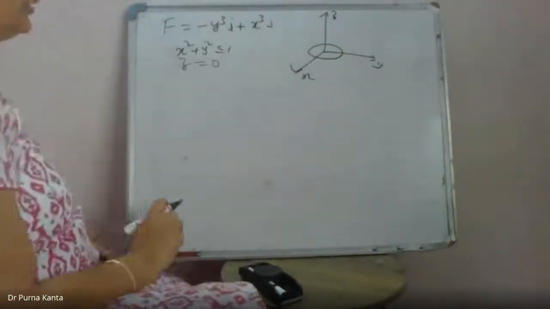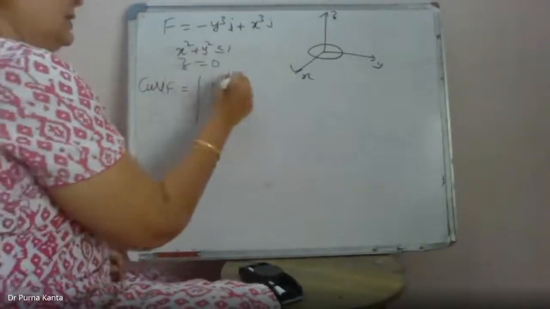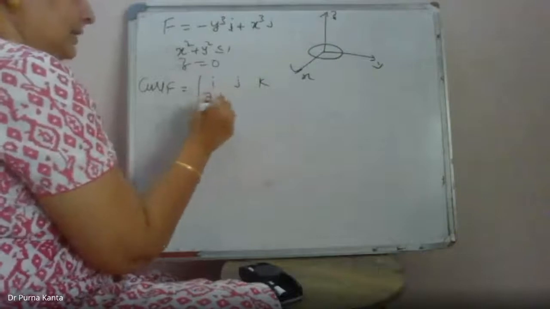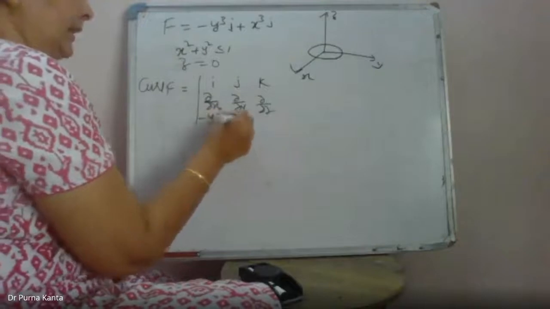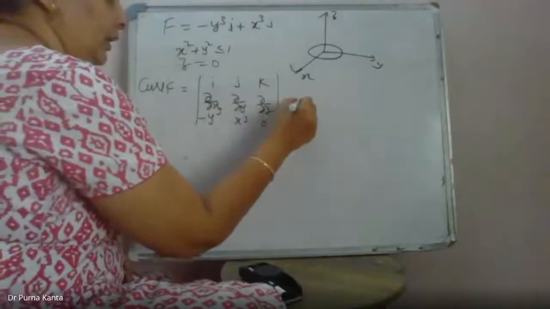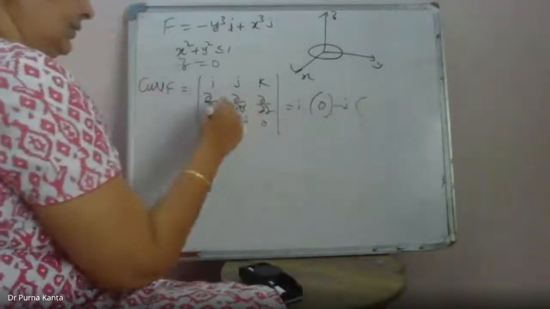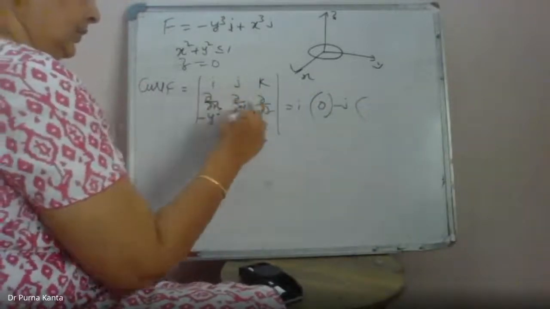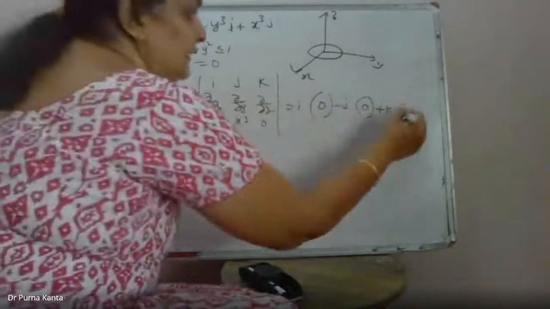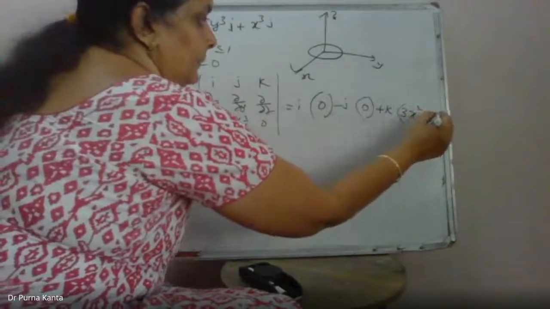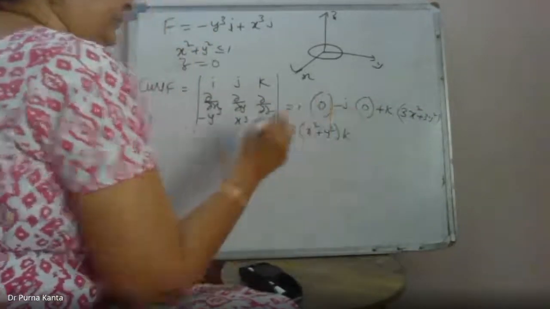So we'll go with first calculation of curl F. I, J, K, dou by dou x, dou by dou y, dou by dou z, minus y cube, x cube, 0. I times 0 minus j times 0 plus k times 3x square plus 3y square. So this is 3 times x square plus y square k.